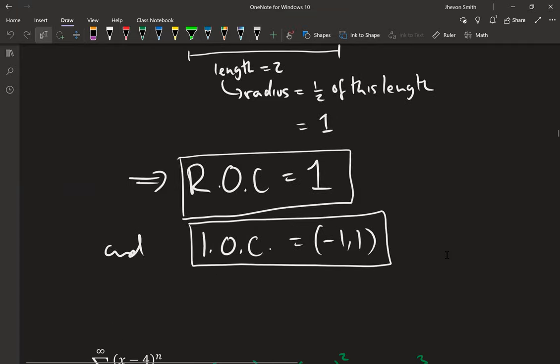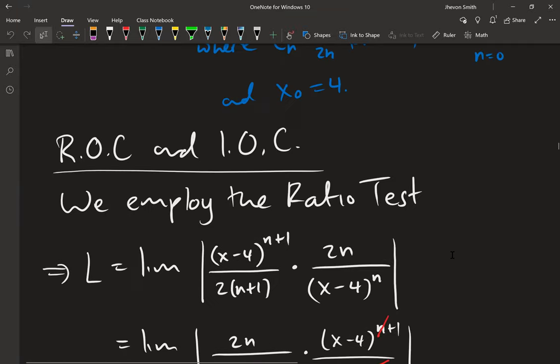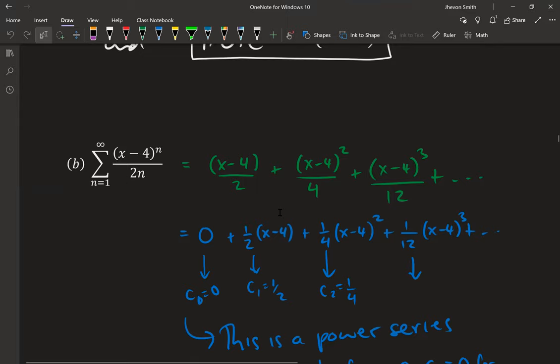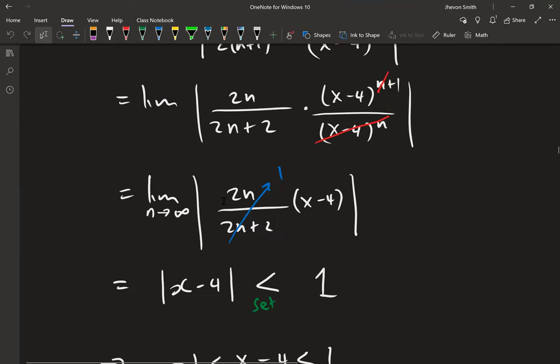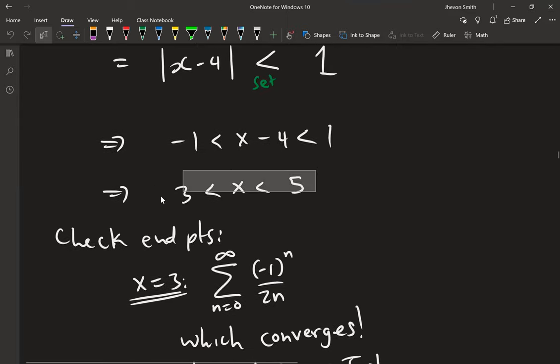Where were we? Remember this example here? We did that. We found that the interval was between three and five. We have absolute convergence there for sure, because the ratio test guarantees it.